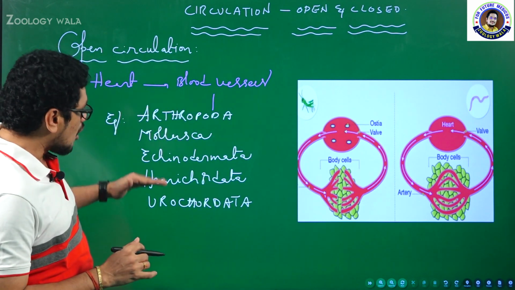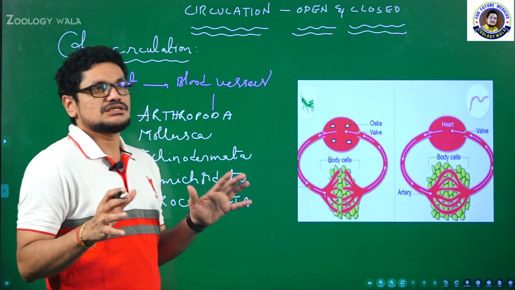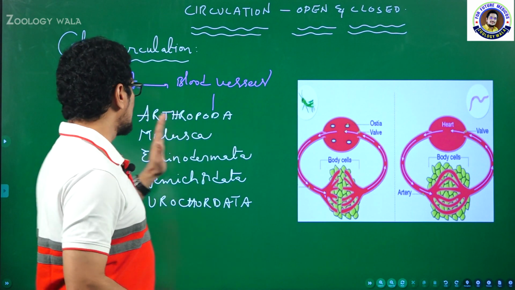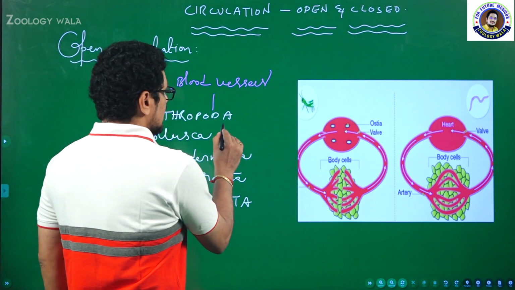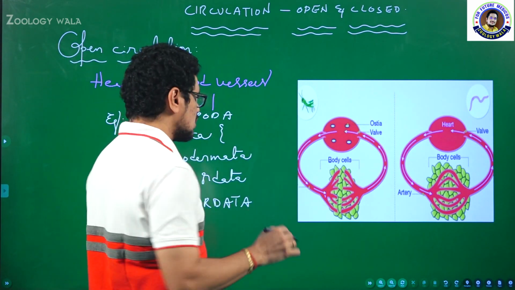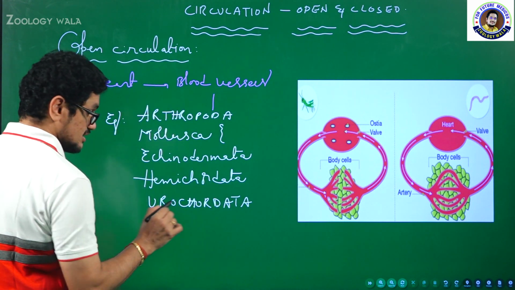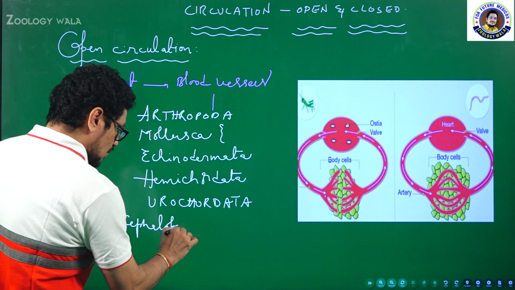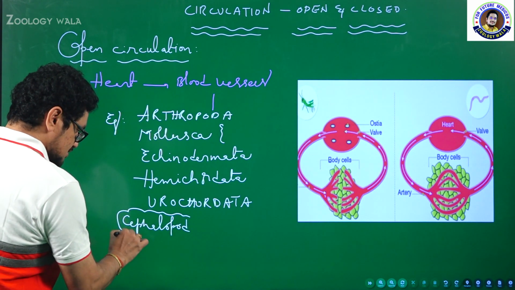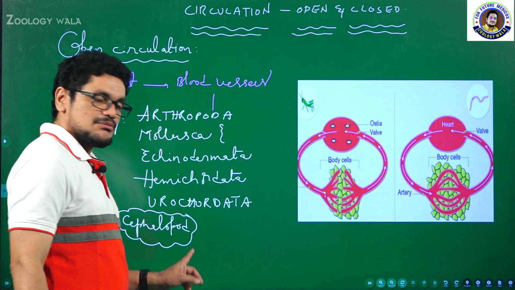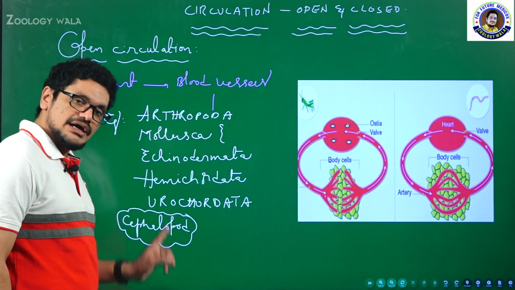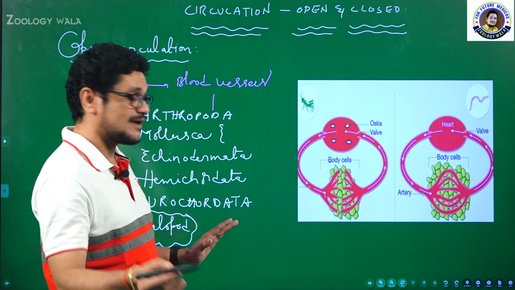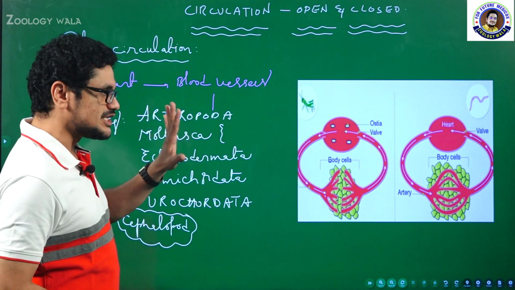So it is seen in all these, but we cannot say completely that all mollusks will exhibit open circulation. It's not like that. There is a group under Mollusca called cephalopod mollusks. Even though it is a molluscan group, here closed circulation is present. This is an exception. Exceptions are universal, exceptions are common. So open circulation is seen in all these phyla.